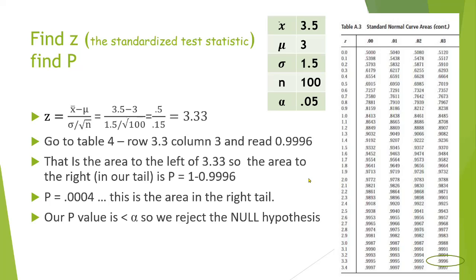and the number that sits there is the area that is to the left of the point that we've determined, and that's 0.9996. So if that's the area to the left, then the area to the right, which is the tail that we're looking at, would have to be 1 minus that. So p then is equal to 0.004, and that's the area in the right tail. And notice that that value, that p-value, is less than alpha, and therefore we will reject the null hypothesis.